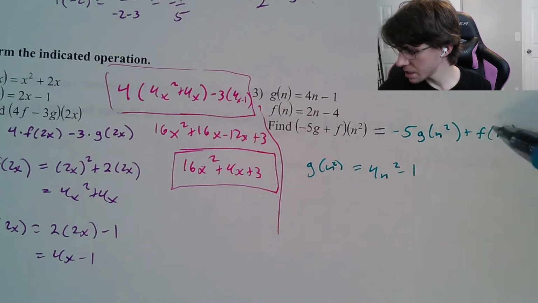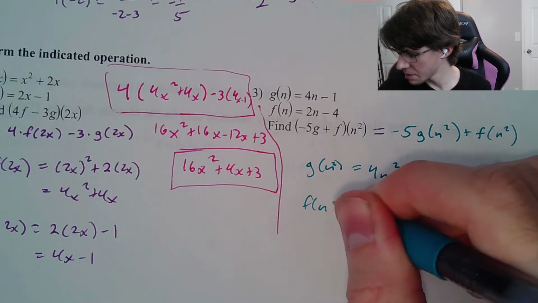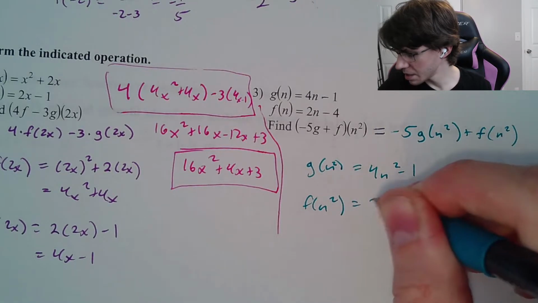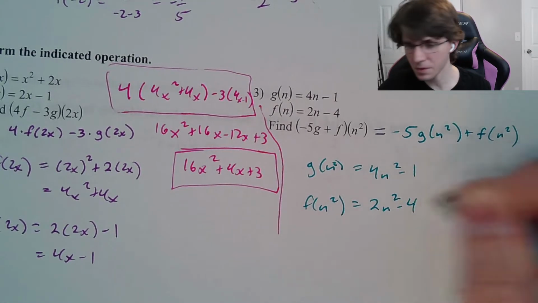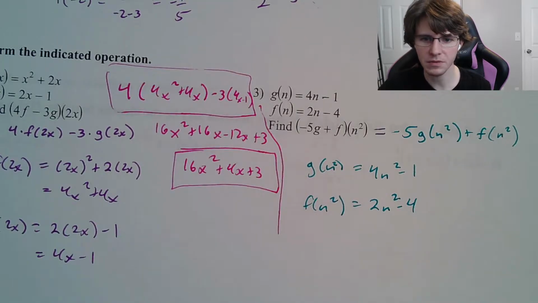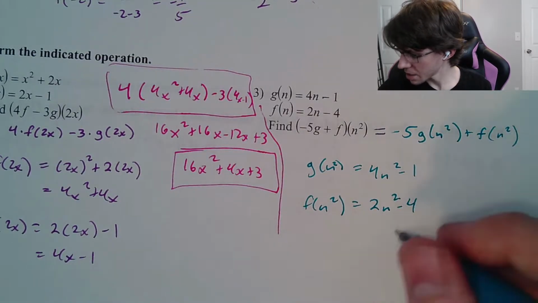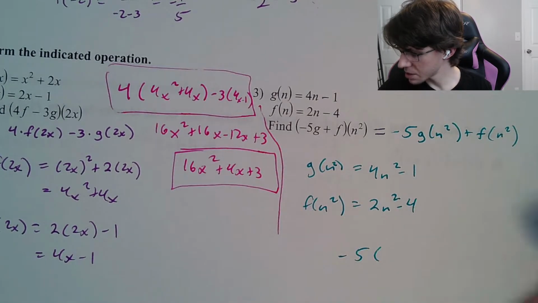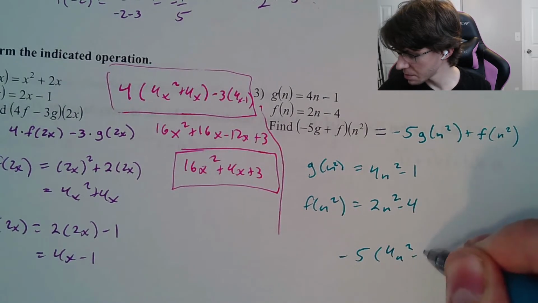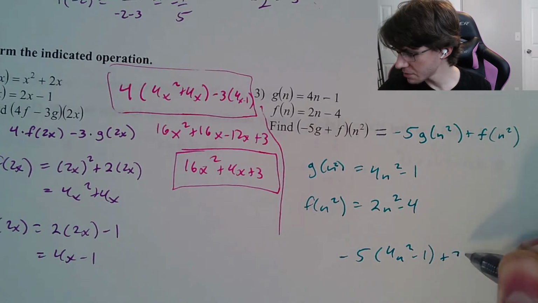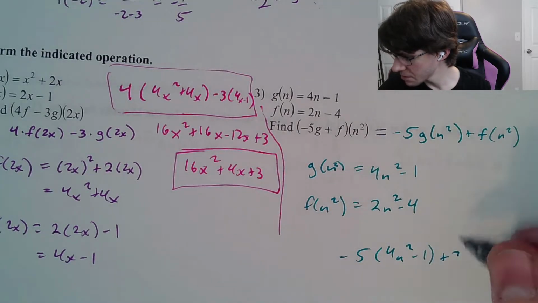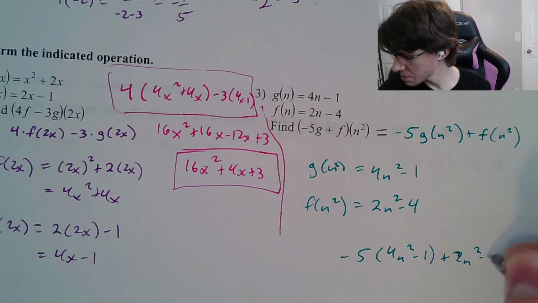And likewise, same with this one for f of n squared. It means that that n is going to be replaced with an n squared. That one's nice and easy because there's only one thing to replace and not a lot of multiplying or anything. Now we need negative 5 times this guy. So negative 5 times 4n squared minus 1 plus, right? It is plus, yep, plus 2n squared minus 4.